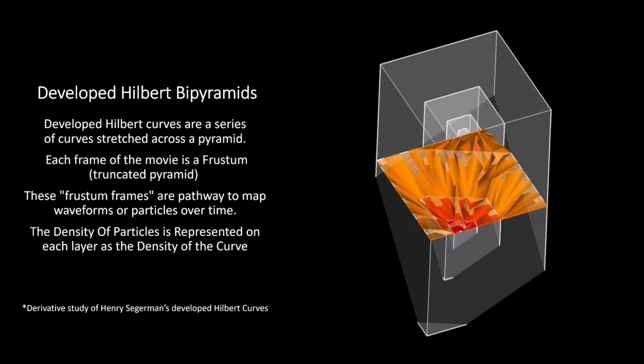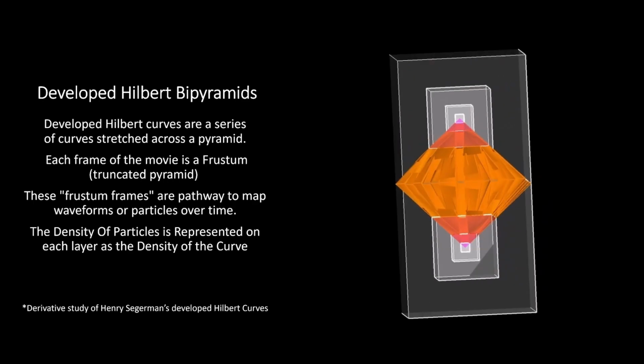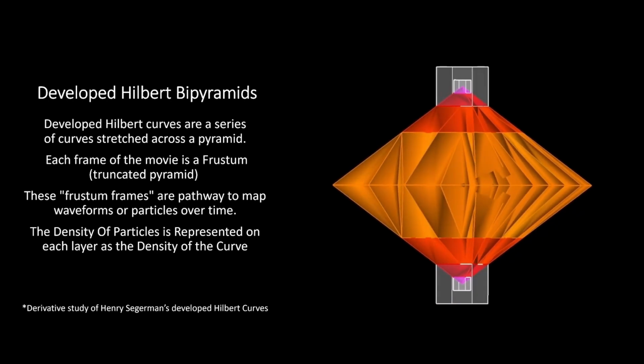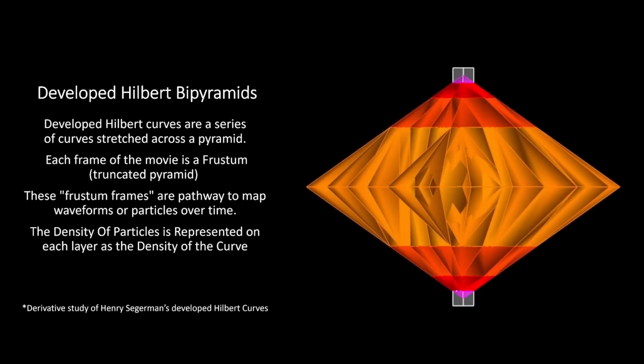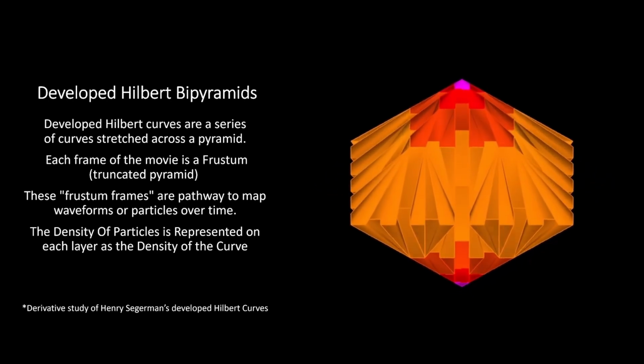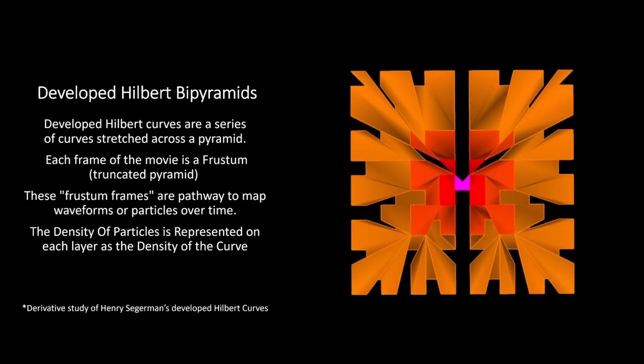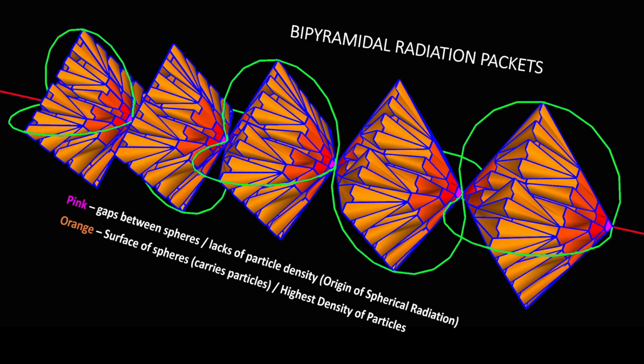The developed Hilbert curve bipyramid. Bipyramidal radiation packets. The pink sections are the origin and the troughs of the wave, where particles are the least dense. The orange sections are the peaks of the waves. They are the surface of the sonic boom, where particles have the highest density.